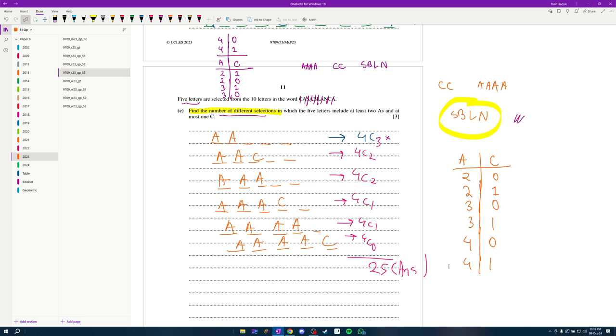So for 2 A's, 0 C's; 2 A's, 1 C; 3 A's, 0 C's; 3 A's, 1 C; 4 A's, 0 C's; or 4 A's, 1 C. And for the other blanks that are empty, we are going to use the letters S, B, L, N. So 4C3, 4C2, 4C2, 4C1, and so on. So the total answer is 25.